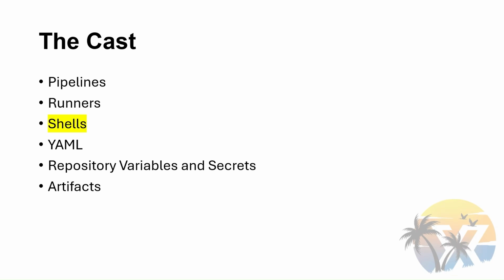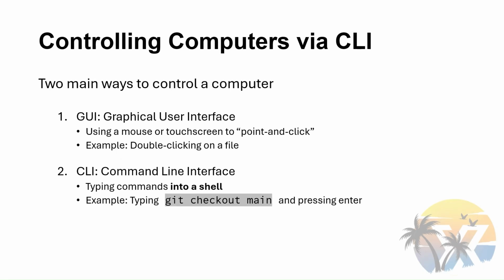All right, the cast. Shells. What are shells? When you're controlling computers, there's two main ways, really. There's a graphical user interface, where you're moving a mouse around and you're pointing and clicking, you're double-clicking on a file, things like that. And then there's the command line interface, the CLI. So a GUI and a CLI.